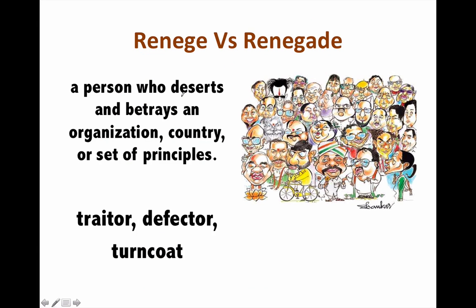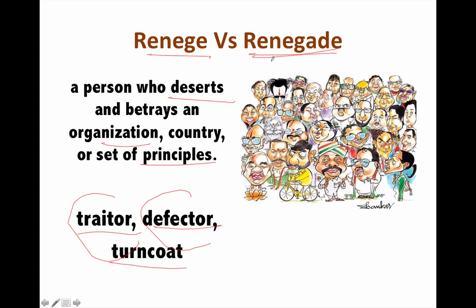Now there is a difference between the word renege and renegade. Renegade is a person who deserts or betrays his own people, his own organization or his own country or set of principles. Therefore, he is a traitor. He cheats his own people or his own organization, or he can be called a defector. So for example, if some BJP politician has joined Congress party, then BJP people will say he is a defector or he is a turncoat or he is a traitor. So that is the meaning of renegade.